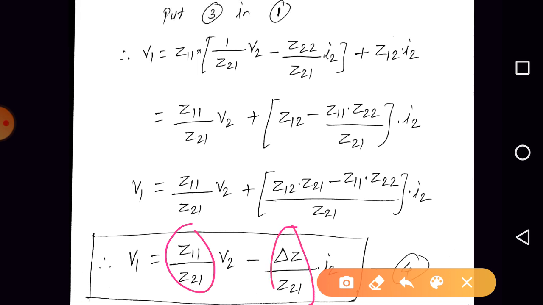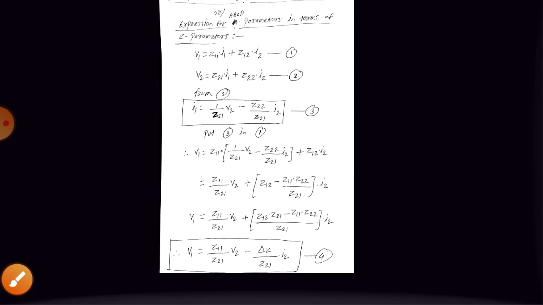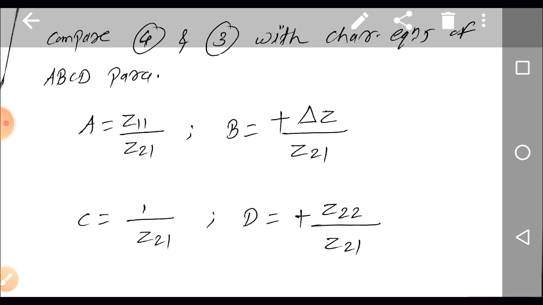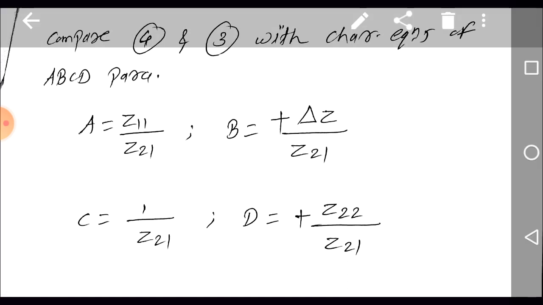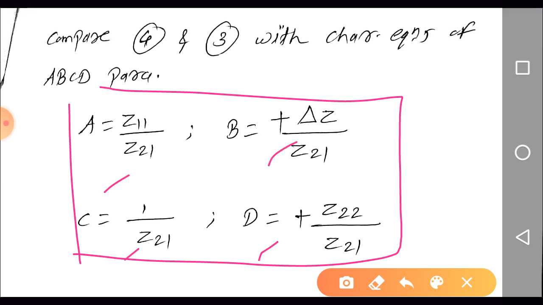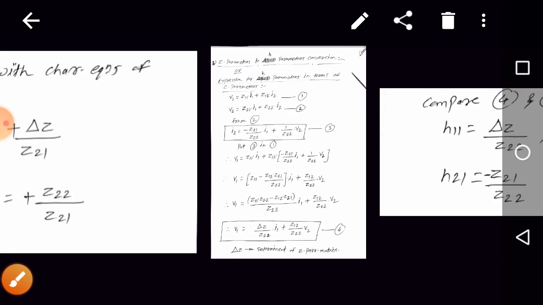So what is A? A is Z11 by Z21. What is B? Delta Z by Z21. What is delta Z? It is the determinant of the Z parameter matrix. So from this we can summarize A, B, C, D in terms of Z parameters. This is the Z to ABCD parameter conversion.